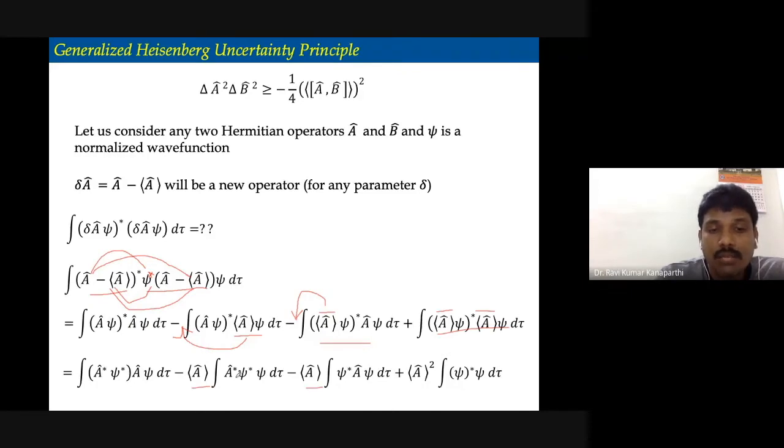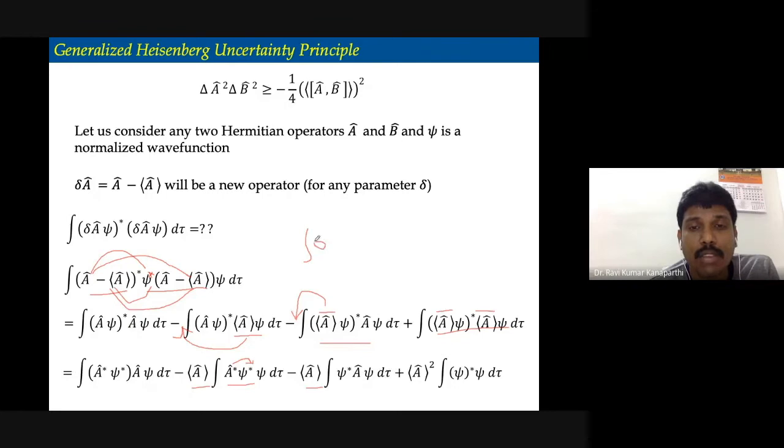Now the next step: you can notice the A star psi star, A star psi star. Since my A is Hermitian, I can move it to this position. I can write A star just after this psi star, and for that I have to remove the complex conjugate notation. So let me remind you what the Hermitian property is.